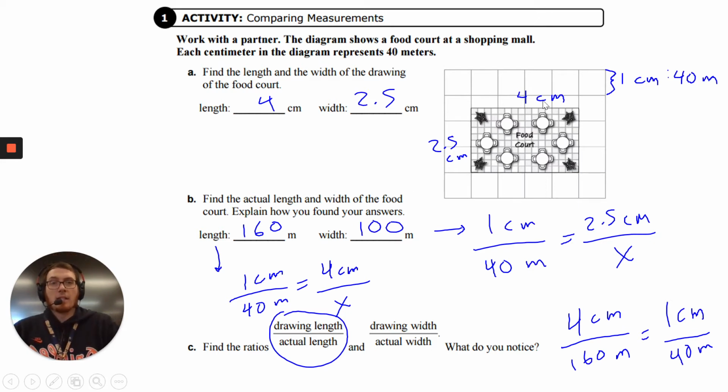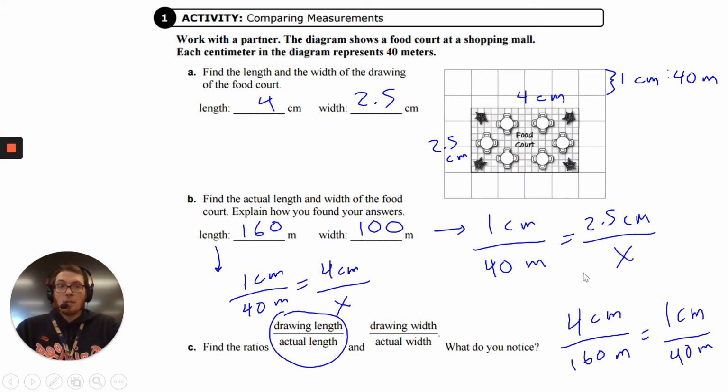What's nice about this one is it's on a grid, so it doesn't matter if you have the measurement tool or not. Each one of these grids is supposed to be 1 centimeter. And so the length of this food court is 4 centimeters and the width is 2.5. Now, in order to figure out the actual length and width of the food court, all I have to do is set up a proportion. So here's the width. My ratio, or my scale, is 1 centimeter is 40 meters in real life. That equals 2.5 centimeters in my picture compared to x in real life.